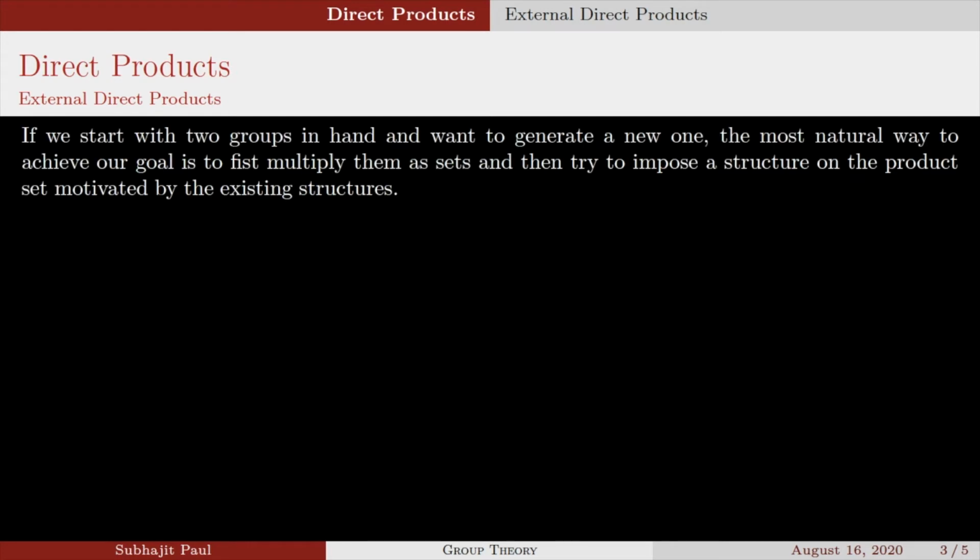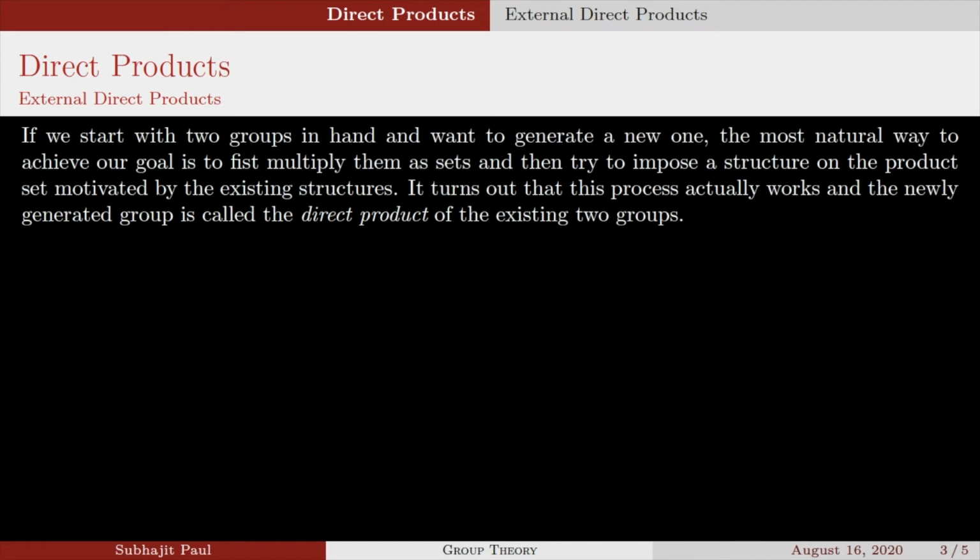If we start with two groups in hand and want to generate a new one, the most natural way to achieve our goal is to first multiply them as sets and then try to impose a structure on the product set motivated by the existing structures. So it turns out that this process actually works, and the newly generated group is called the direct product of the existing two groups. Let us carry out the process in detail.